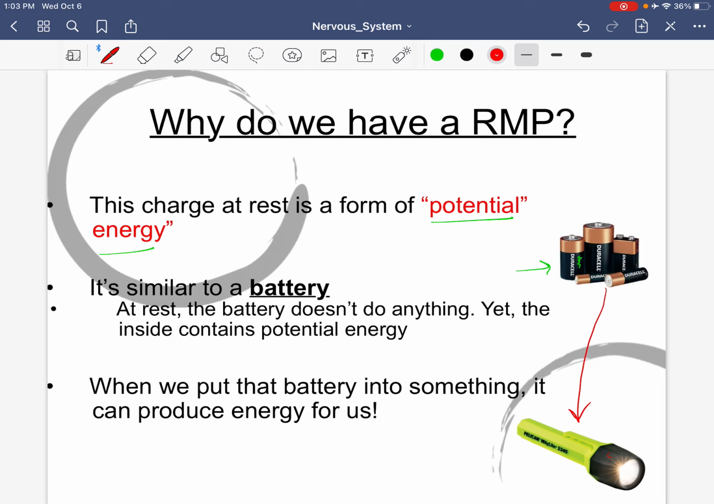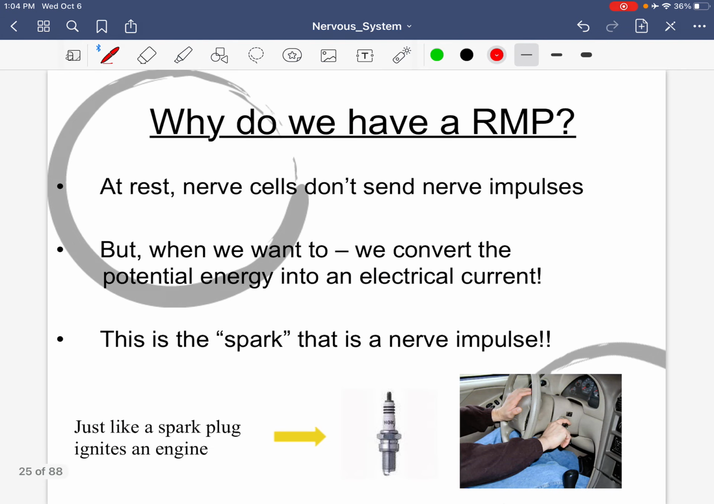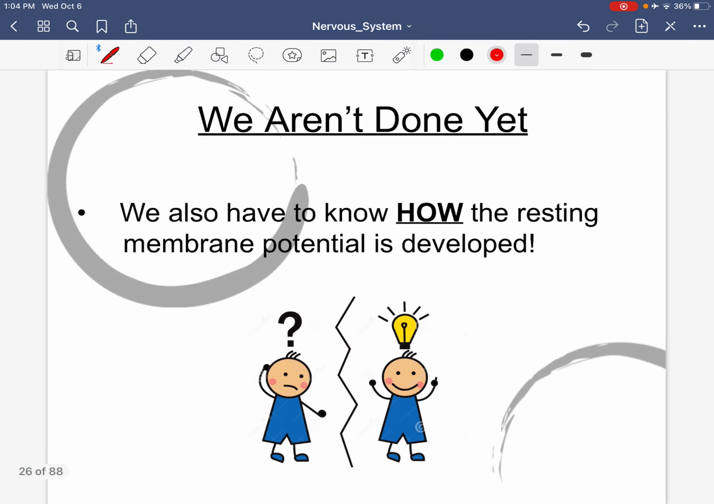So this resting membrane potential, the fact that cells have a negative charge on the inside relative to the outside, even though at rest it's not doing anything, it's a form of potential energy. It gives us something to work with so that when we want to, we can take that potential energy and do something with it. In the case of a nerve cell, we take that potential energy and we make a nerve impulse. Think about a spark plug in a car. This is a better analogy for an electrical impulse or an electrical current. The spark plug at rest doesn't do anything, but when we trigger it, it's going to start the whole engine. And that's similar to what the nerve cell is going to do.